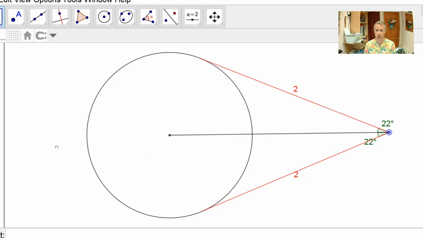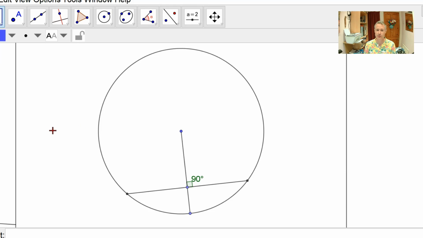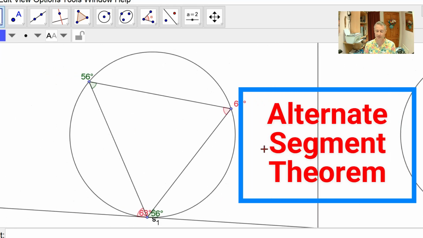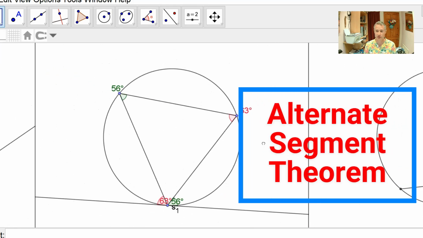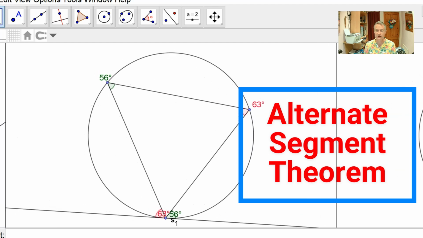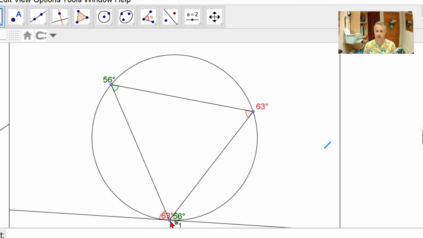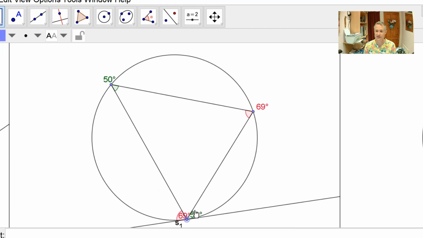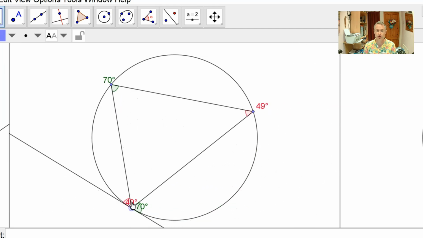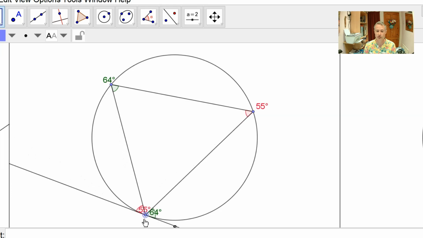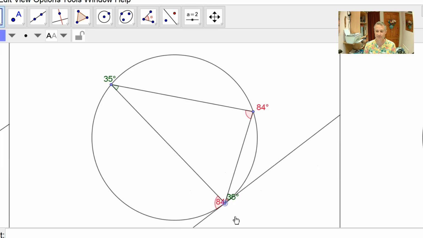That just leaves one more, which is this one, the infamous alternate segment theorem. This one is so difficult to put into words that in GCSE exams you are allowed to merely say the alternate segment theorem. So let's just fiddle about and move these points and see what happens. As you can see, these two green angles are the same. They're now both 70 degrees. If I move it around, they're now both 64 degrees. They seem to be staying the same.